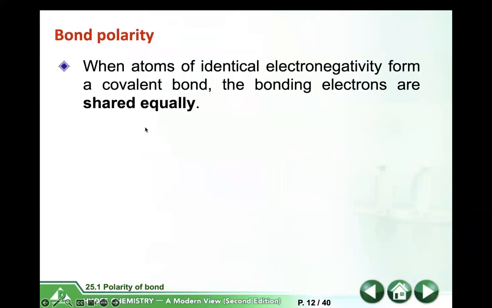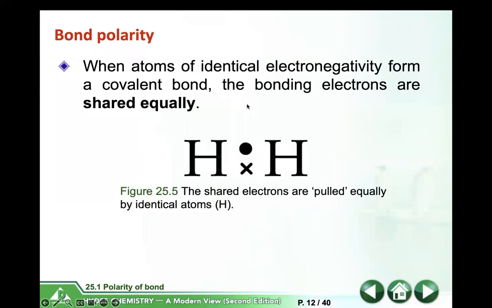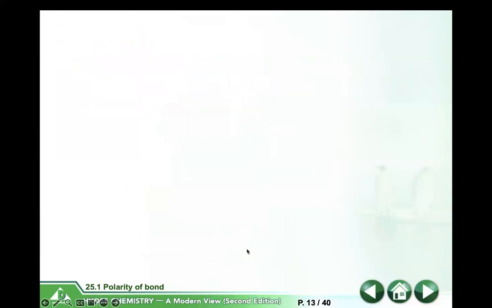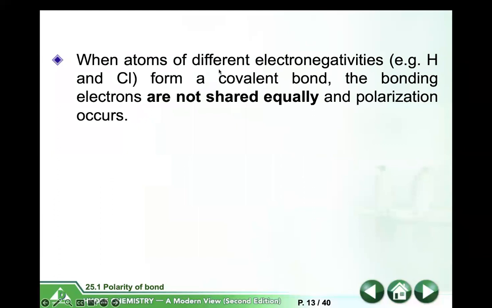So for the bond polarity, when atoms have identical electronegativity, they form a covalent bond. That means the power of attracting the bonding electrons is the same. As a result, they share the electrons equally. That is the case of hydrogen. So we say that the covalent bond is nonpolar. Well, if atoms of different electronegativity form a covalent bond, then the bonding electrons are not shared equally.